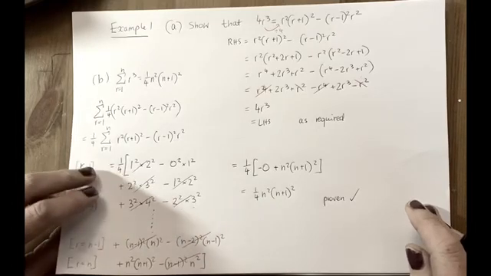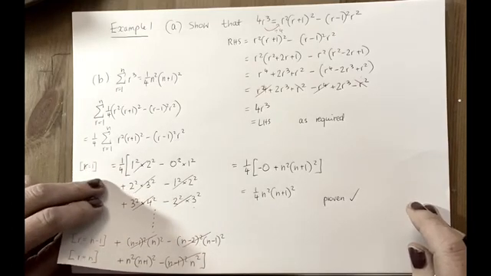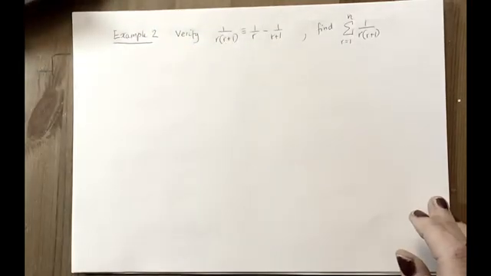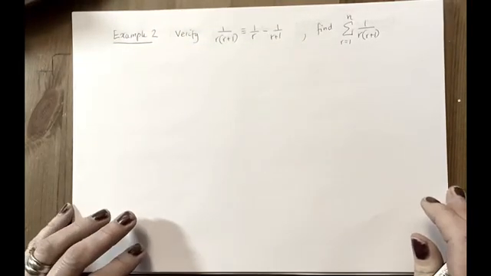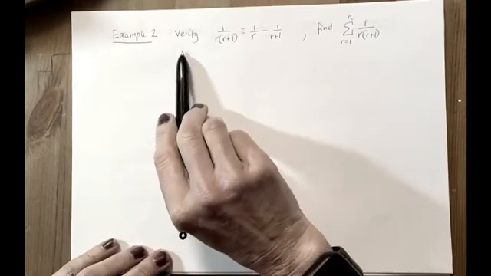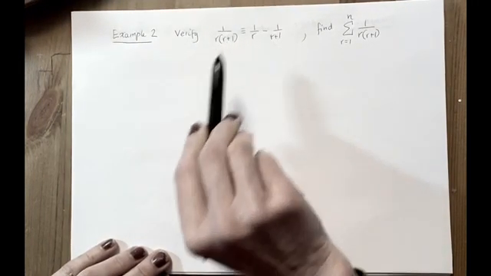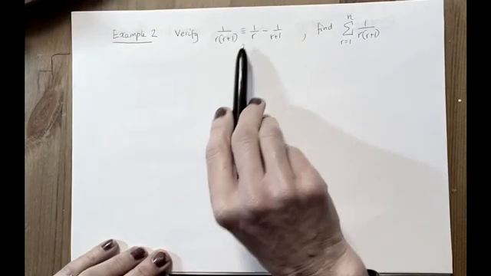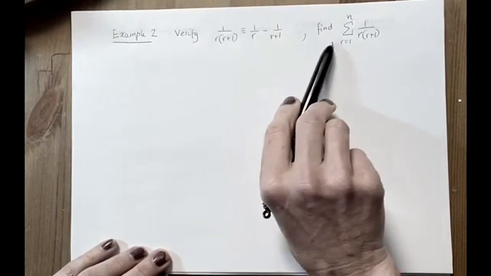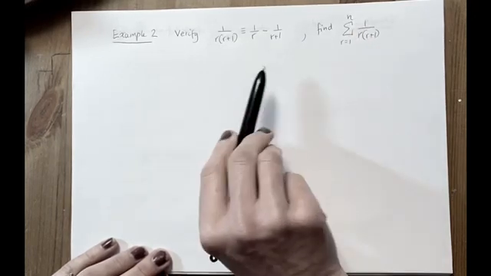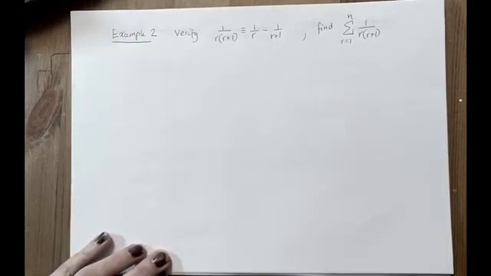Okay, we're going to move on to example 2. So this time it asks you first of all to verify that this identity, so the left hand side is equal to those two fractions subtracted, and hence find by the method of differences what this sum is equal to in terms of n.